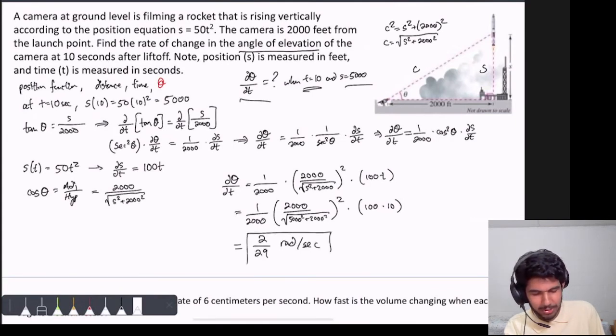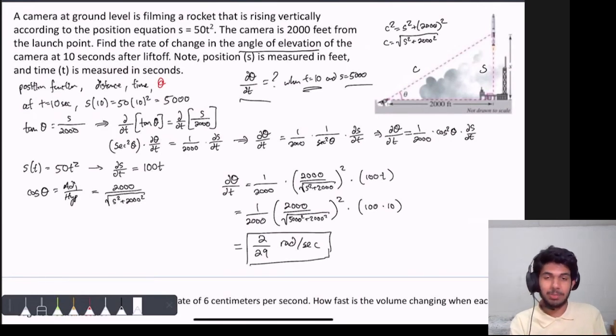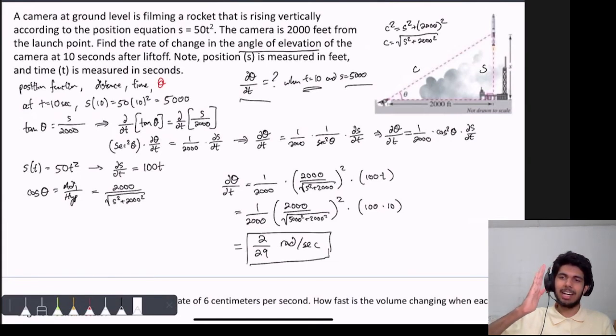Because angle is measured in radians. So there you go. Now we like to think, does this answer make sense? Yeah, maybe, right? You're 2,000 feet away from a rocket launch, and you're tracking the rocket. So your camera will tilt upwards very slowly. It'll take time for it to track the rocket such that it's made a substantial change in the angle of elevation because you're so far away.